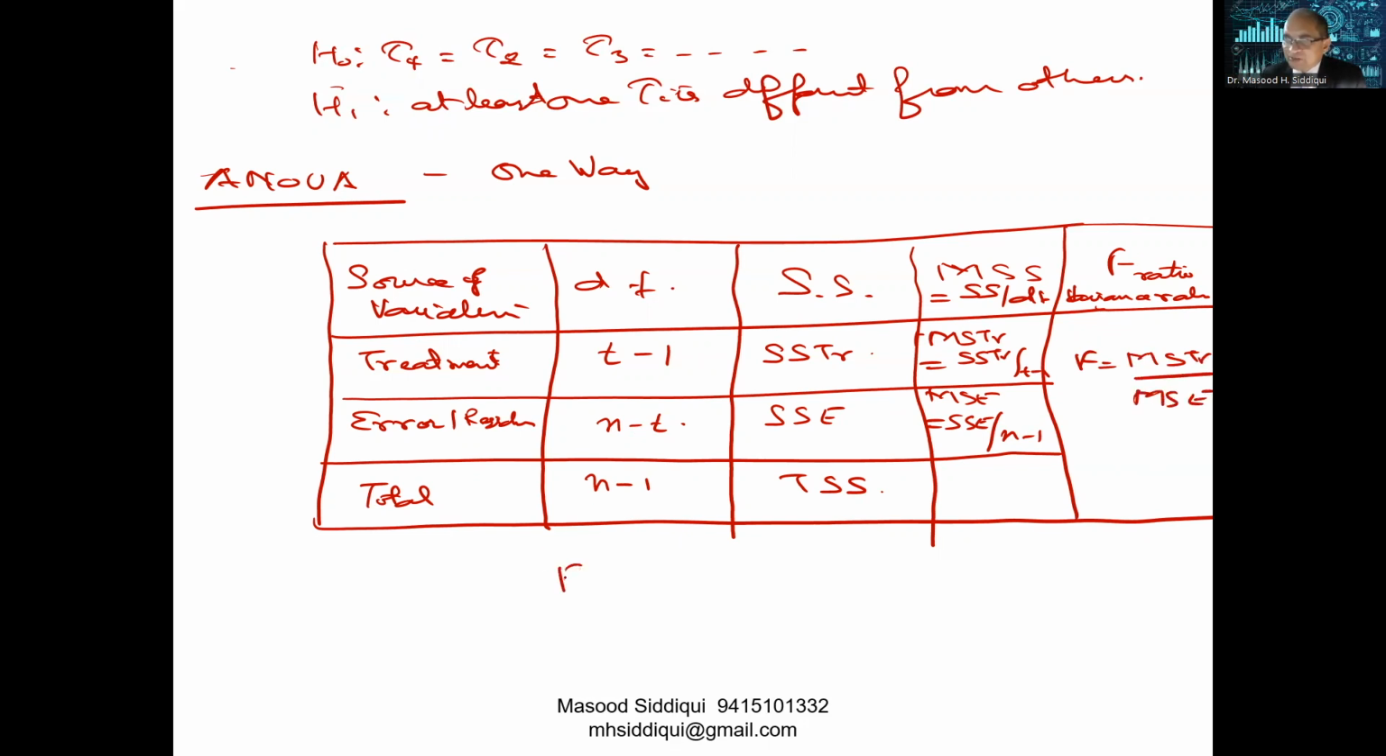Right? Now this F follows the F statistic with degrees of freedom t minus 1 and n minus t. It follows, right? And accordingly, we decide whether to reject the hypothesis or not to reject the hypothesis.